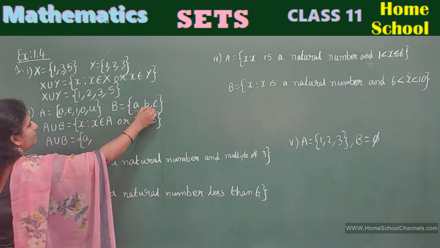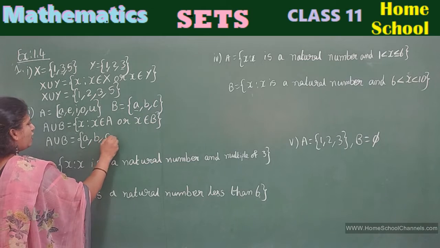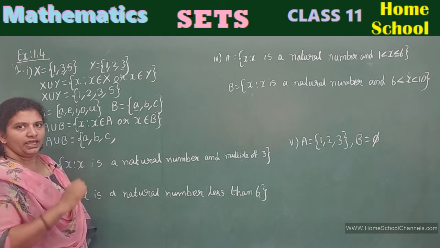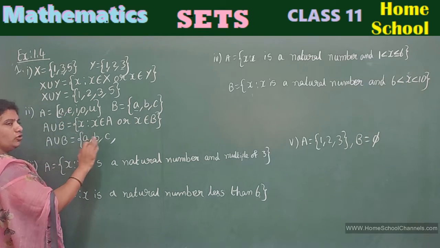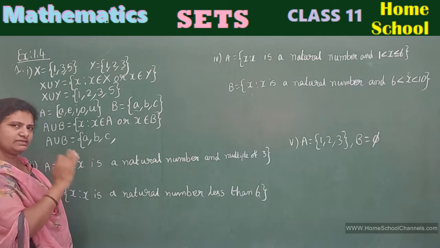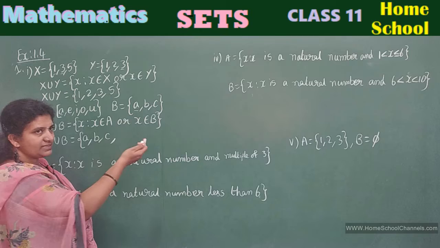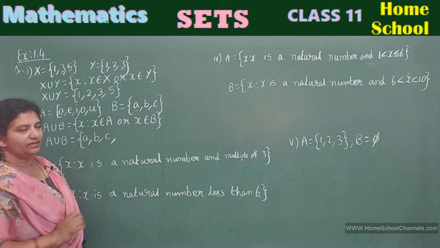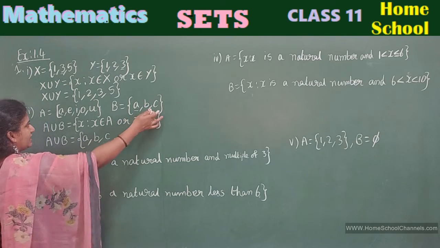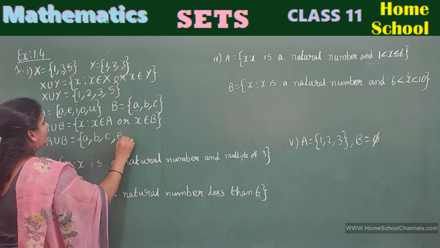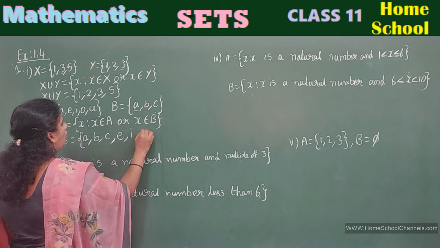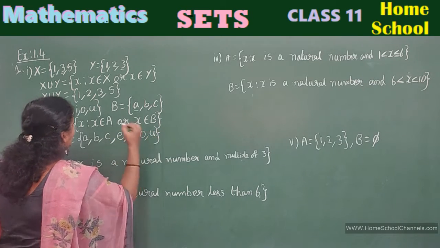A after B, C here, there. So in an order we need to write. A, after you have E, don't go on writing E. Just check after A what will be there? B. B is there in another set, you can continue writing there. A, B, C. Again come back. E, I, O, U. This is your answer.